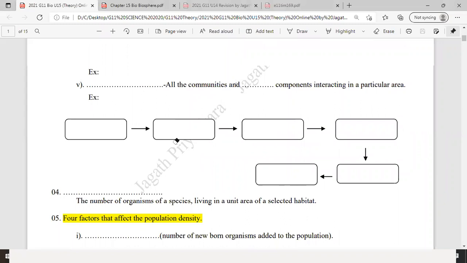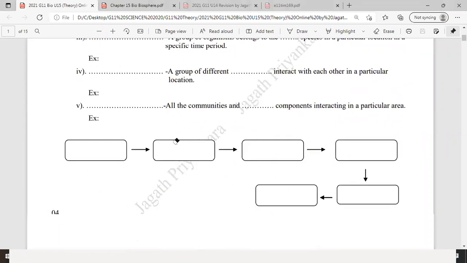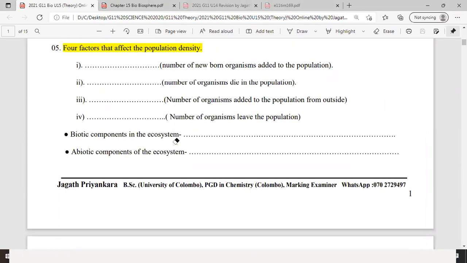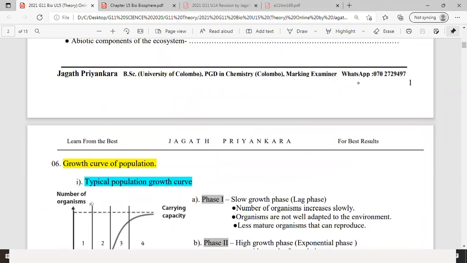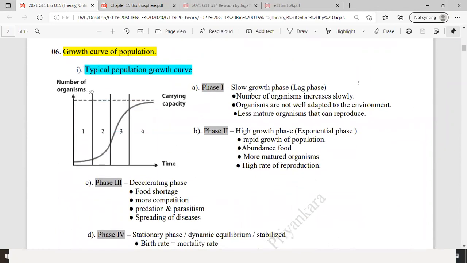Population, ecosystem, species, and community with examples. Population density is also a bit important. Then next, the most important, this also better to put 3 stars. Population growth curve.